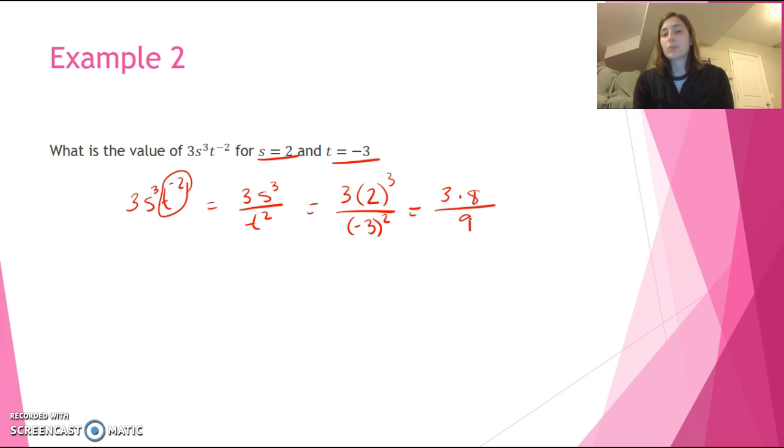Okay, from here, we're at a point where we should be able to simplify. I know that 3 goes into 9, so I'm left with 1 and 3, because 3 goes into 9 3 times. 1 times 8 is 8, and we're left with just 3 on the bottom. And so that is our evaluated form. And that is it about negative and 0 exponents. So in our next video, we'll be talking about our multiplication properties.